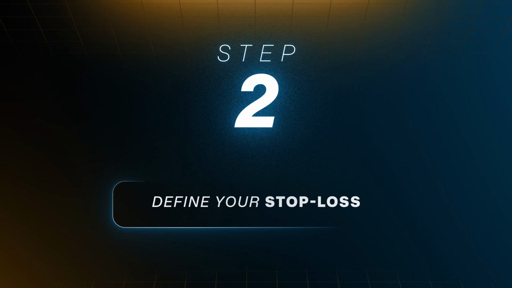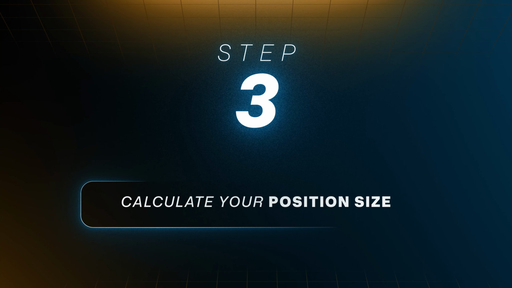Step 2. Define your stop loss. Where is your trade invalid, at what level are you wrong? This is where you're going to put your stop. Step 3. Calculate your position size. Now your risk stays fixed, but your position can always change based on how far your stop loss is. You're going to take your risk and divide that by the distance from your entry to your stop loss in dollars.